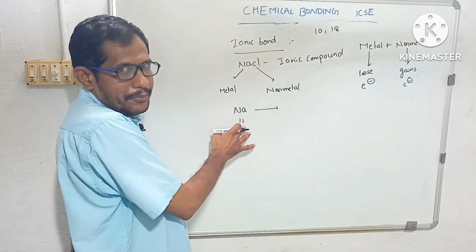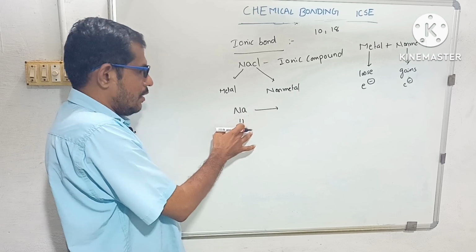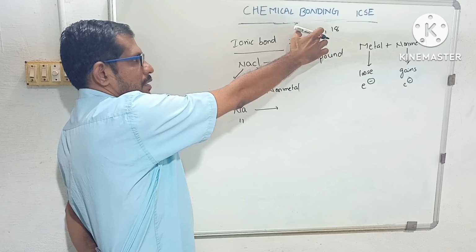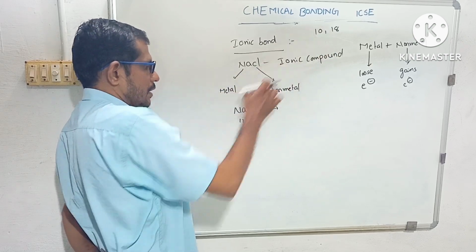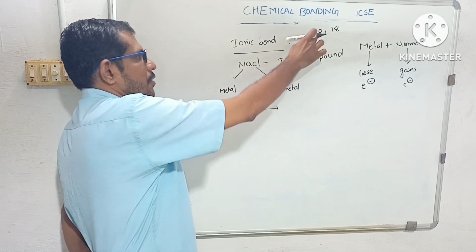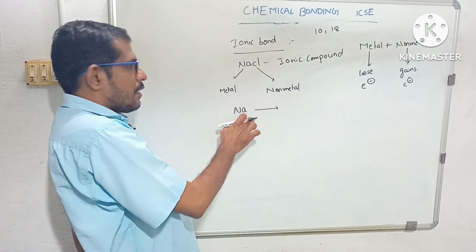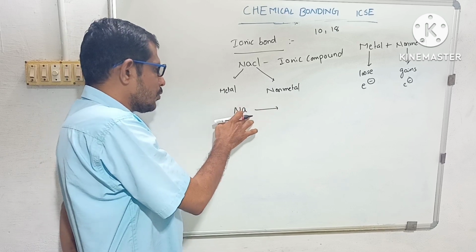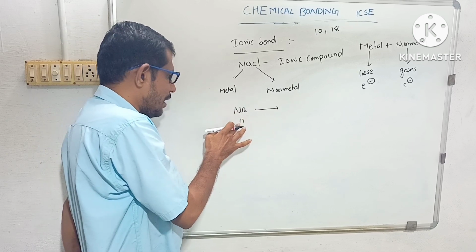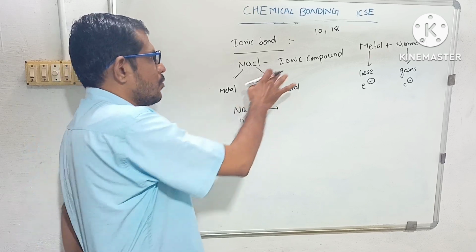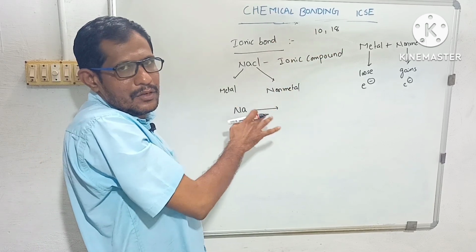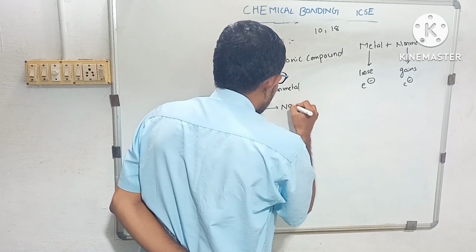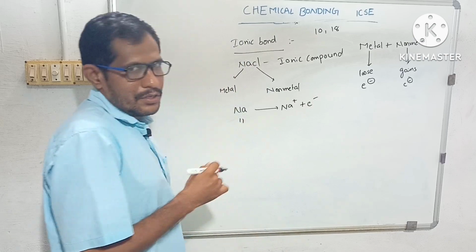If you take sodium metal here, its atomic number is 11. It always tries to become 10. To become 10, it loses 1 electron. Sodium atomic number 11 means it has 11 electrons. To get 10 electrons and become stable, it loses 1 electron. So we can write Na plus electron. I think now it is understood, right?